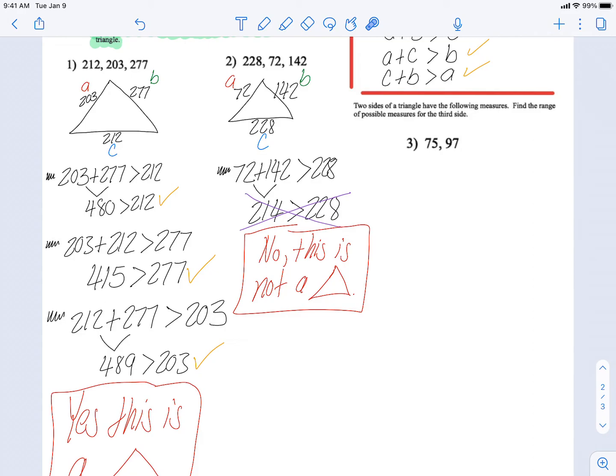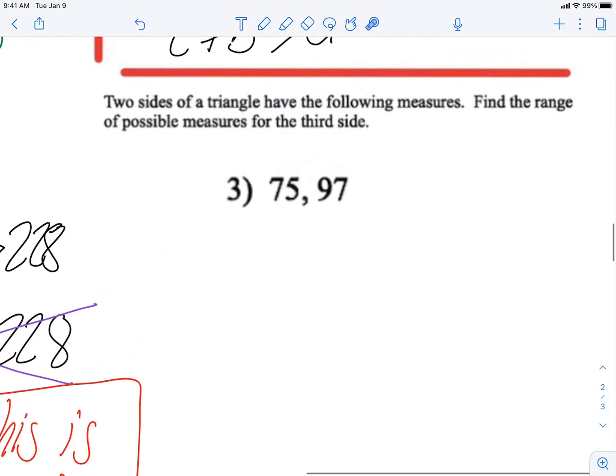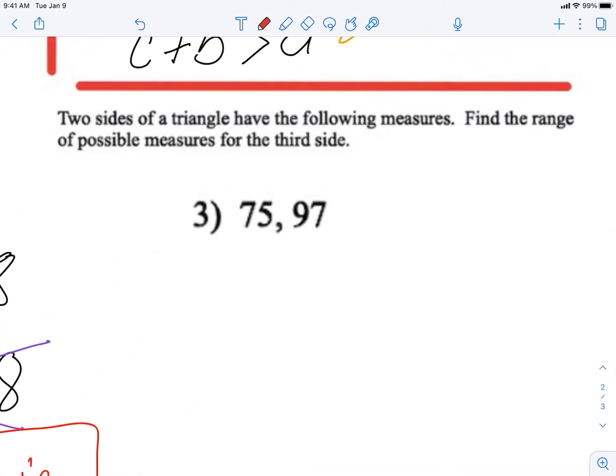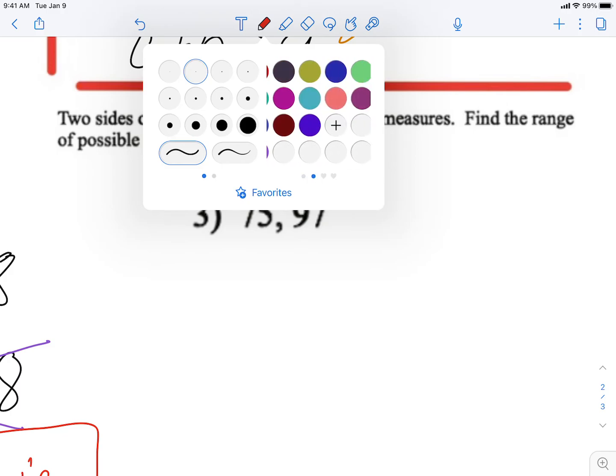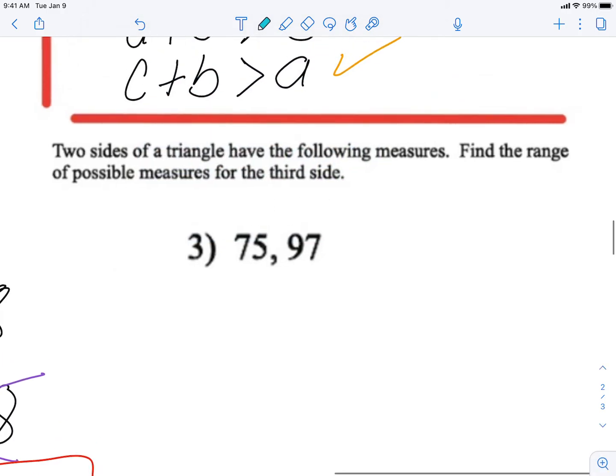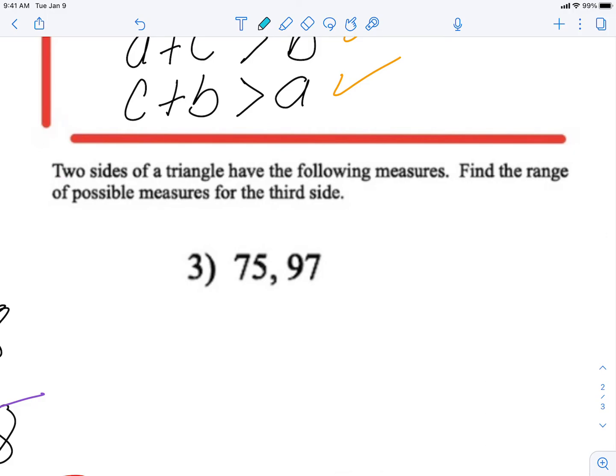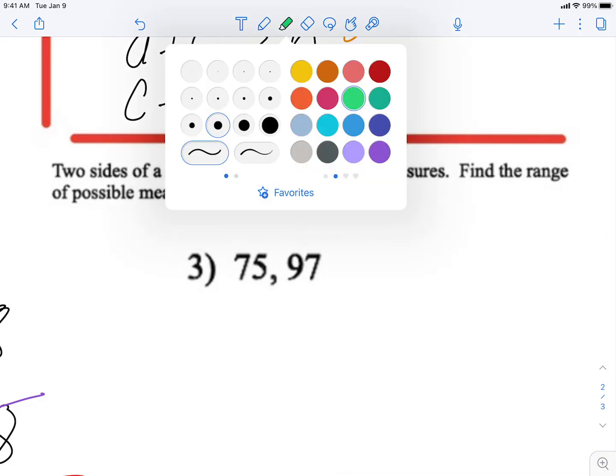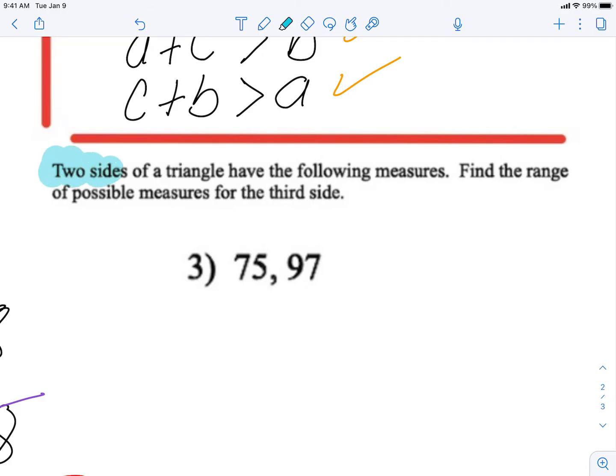Now, let's do the third example, which is a little different than the first 2 examples. So let's check out the instructions, which are different, right? So our instructions say, let's go with region blue. This is the highlighter, region blue right here. 2 sides of a triangle have the following measures. Find the range of possible measures for the third side.